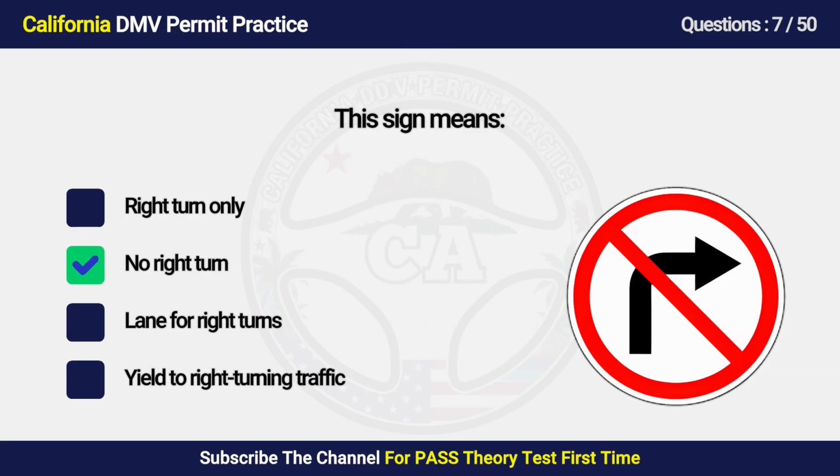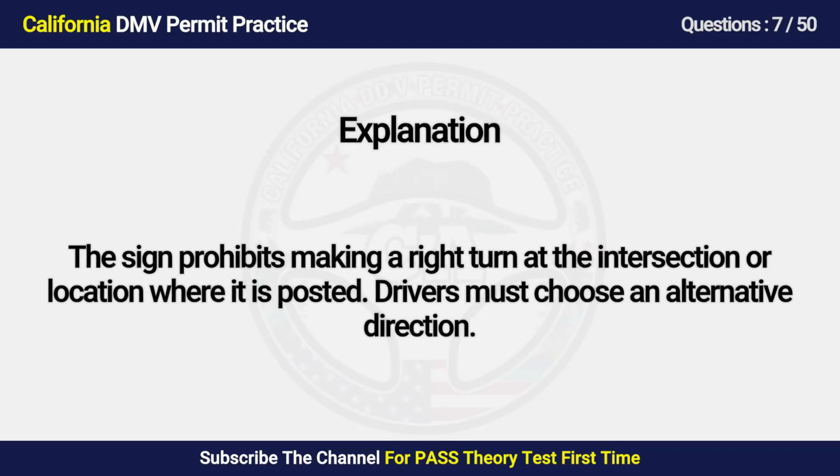Answer is B. No right turn. The sign prohibits making a right turn at the intersection or location where it is posted. Drivers must choose an alternative direction.